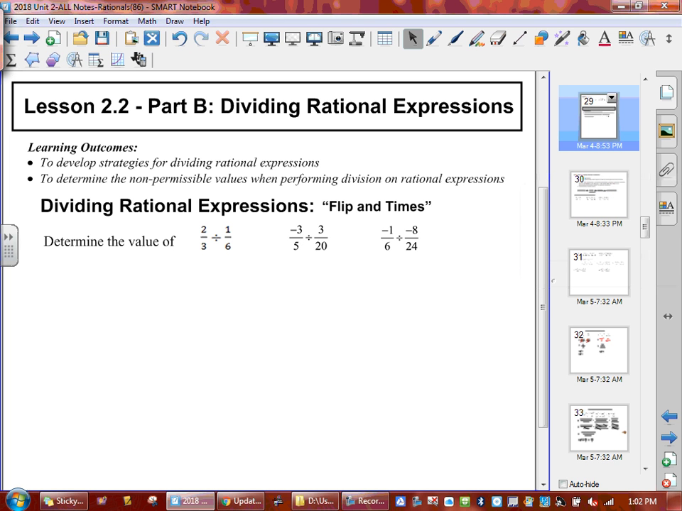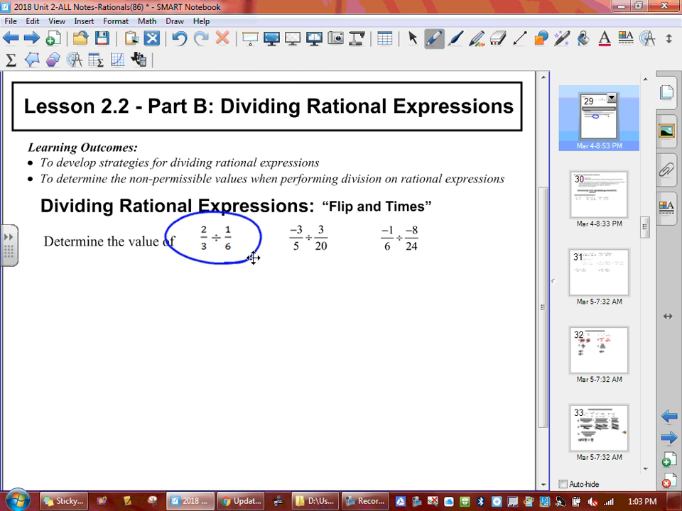2.2 part B, we are dividing rational expressions. So just for a review, we're going to divide natural fractions first. So the very first one is this guy that everybody has. We're going to work on that question first. That is on the bottom of page 14. Okay, bottom of page 14.